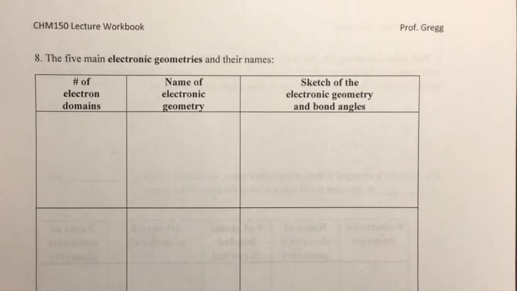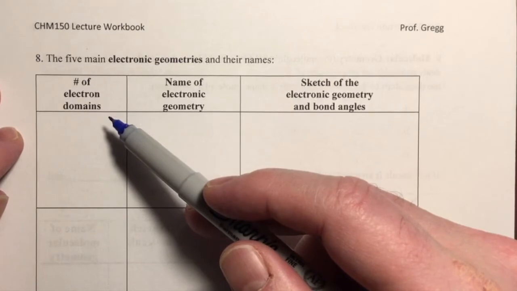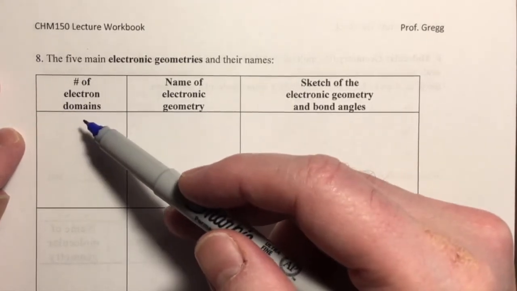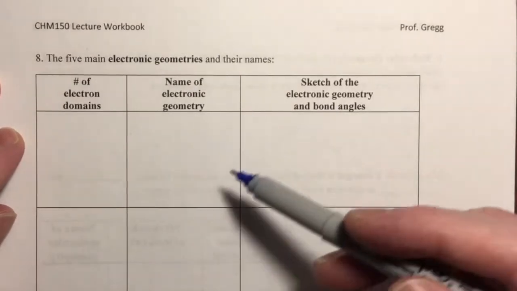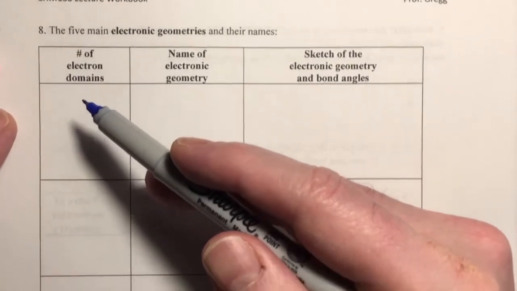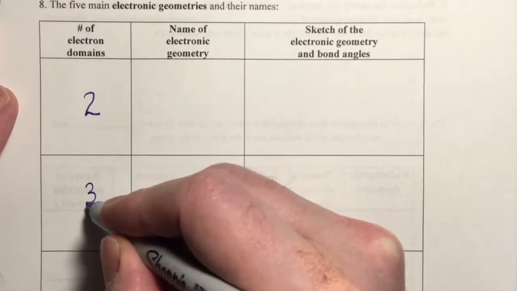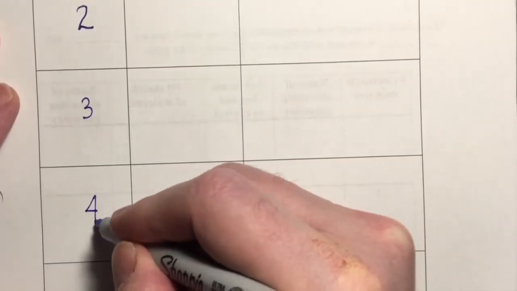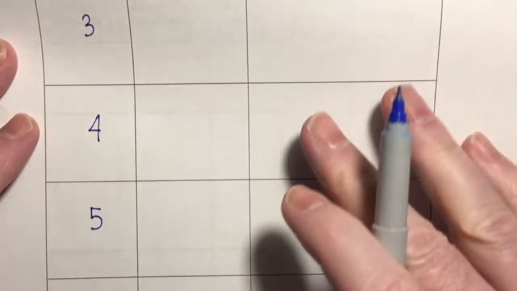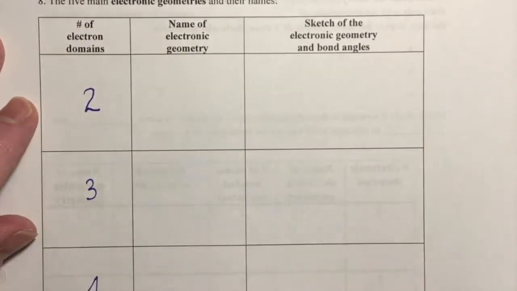As I mentioned in the previous video, we're going to be dealing with the number of electron domains when we have between 2 and 6 electron domains around a central atom. So on this chart, I've given you 3 columns. The first column is for the number of electron domains. And so we're just going to enter these numbers: 2 electron domains, 3 electron domains, 4 electron domains, 5 electron domains, and 6 electron domains. And this is going to give us the 5 electronic geometries that we're going to encounter in this class.